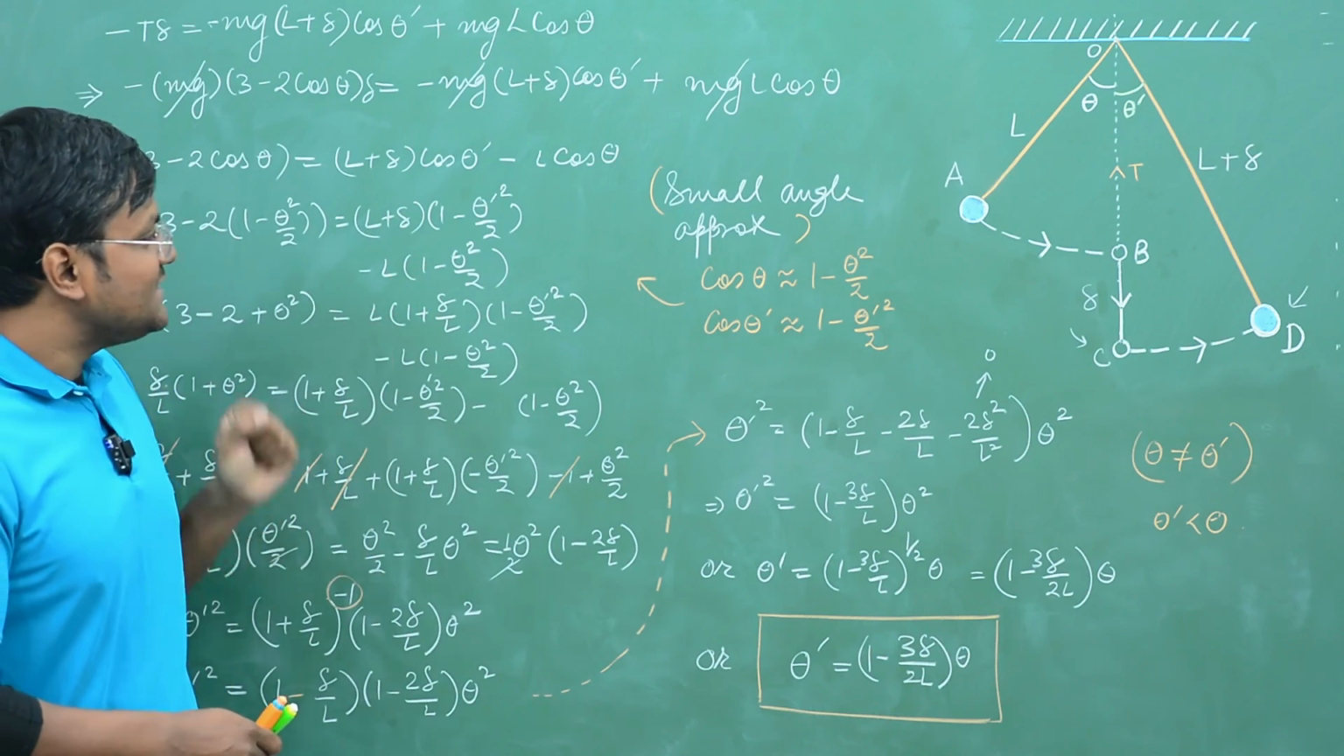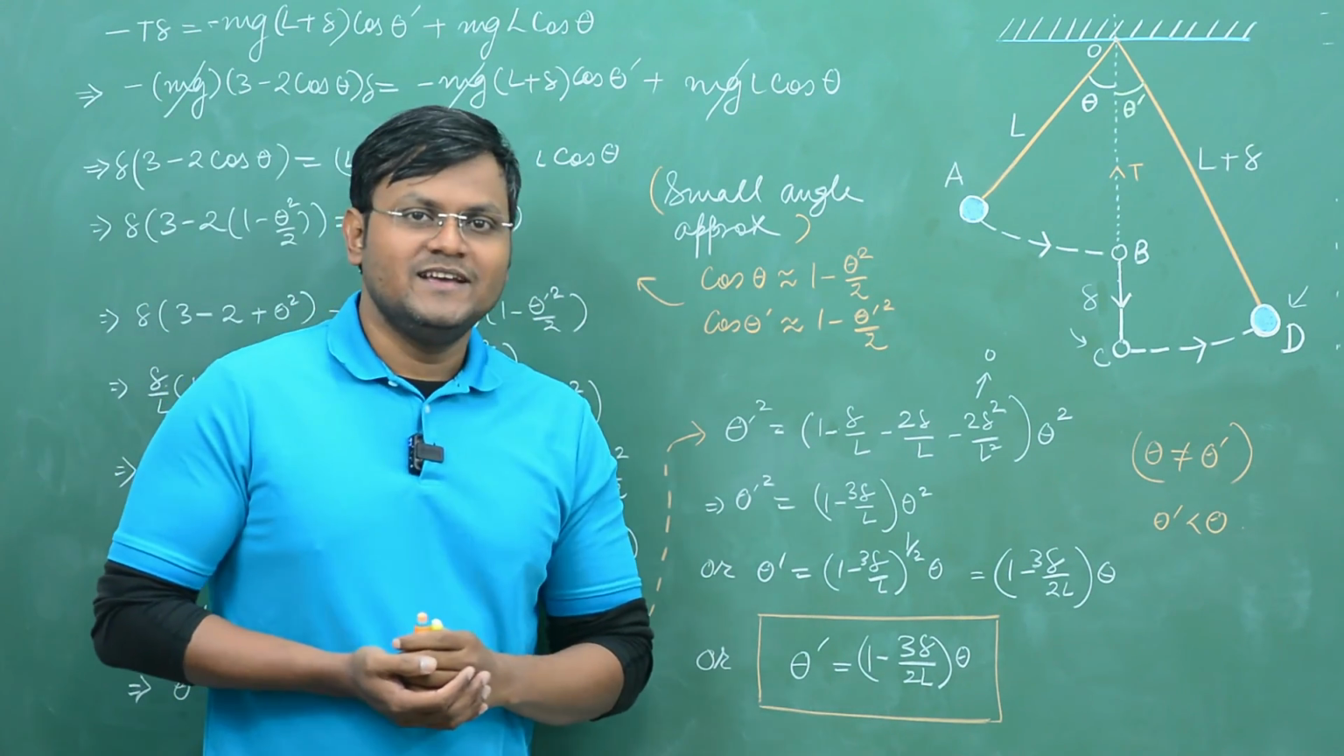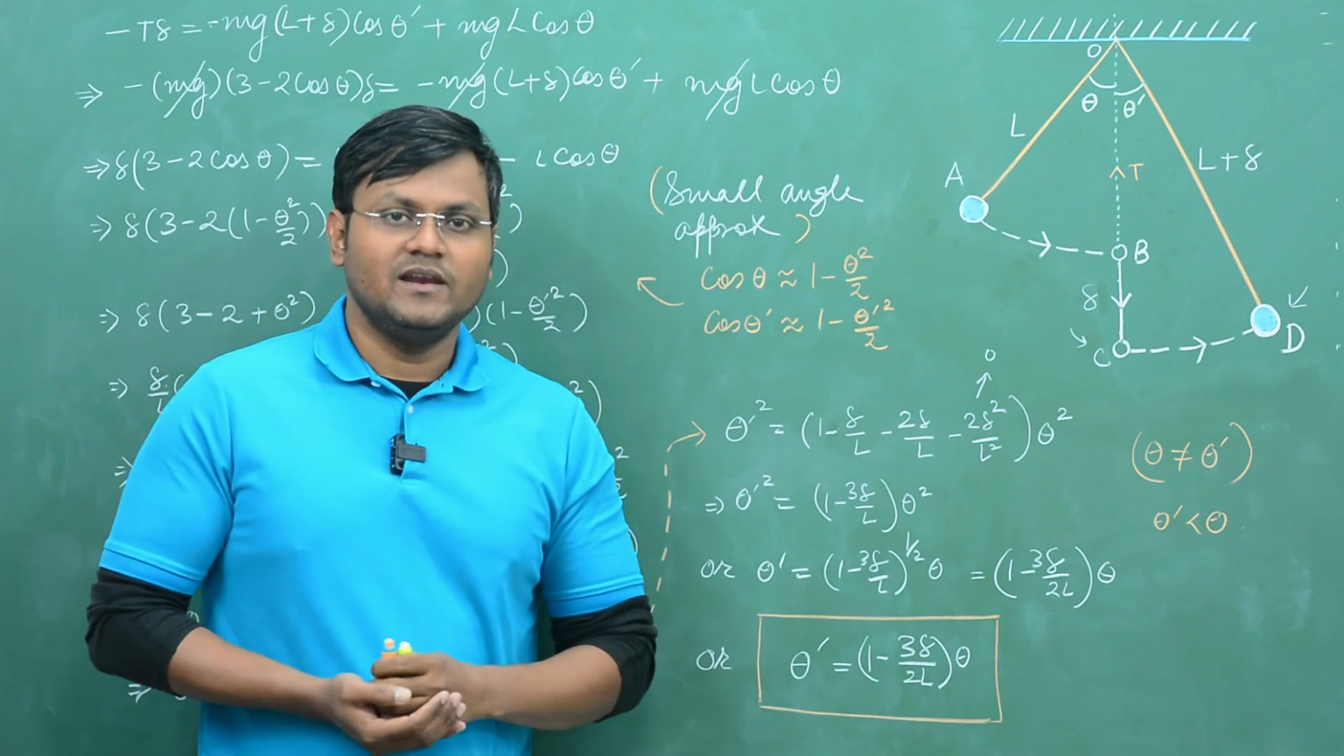So this is the answer to the question, what happens if the pendulum slips midway during its motion, and how the initial and the final displacements are related to one another.